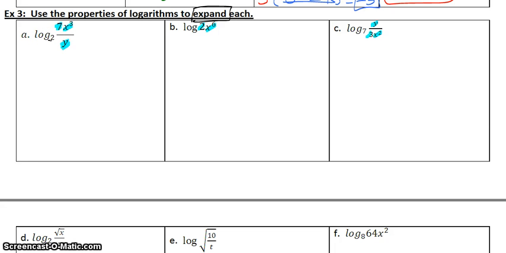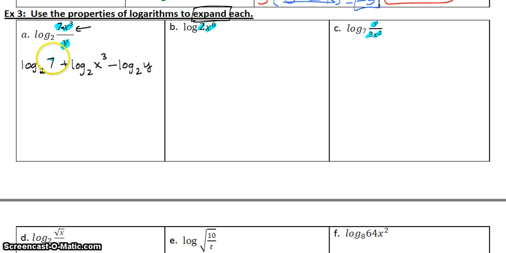Alright, so when I'm trying to expand, I can do this one step at a time, or I could do it all at once. Let me show you a little bit of both. So first of all, I've got 7x cubed on top. It's like 7 times x cubed. So in my mind immediately I'm thinking, okay, log base 2 of 7 plus log base 2 of x cubed using my product property. And then all of those are divided by y, so that is going to end up being log base 2 subtract log base 2 of y.